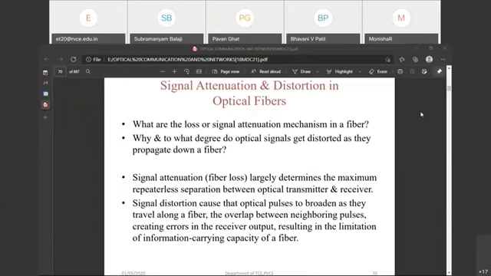Signal distortion causes optical pulses to broaden as they travel along a fiber.